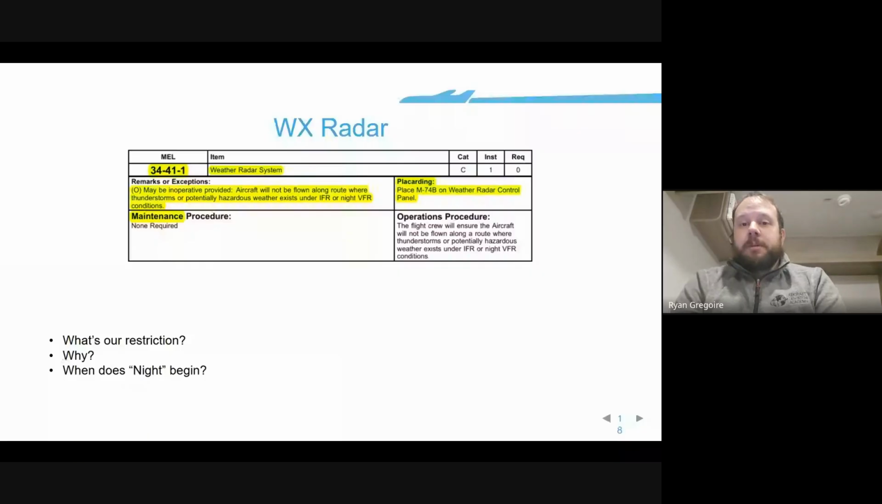Pretty straightforward. This is always a fun one that generally turns into a discussion with a chief pilot or an on-duty pilot or something like that when this MEL comes out. The question that we need to consider with this one is, when does night begin?